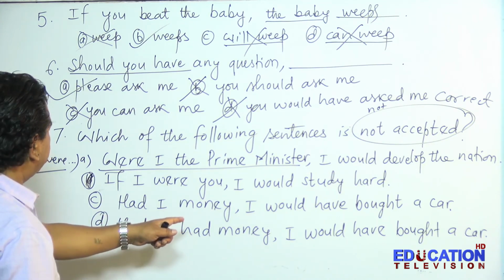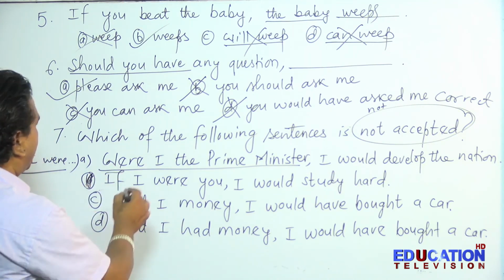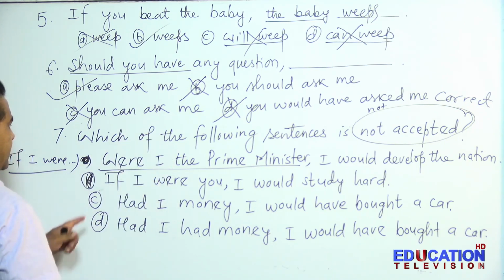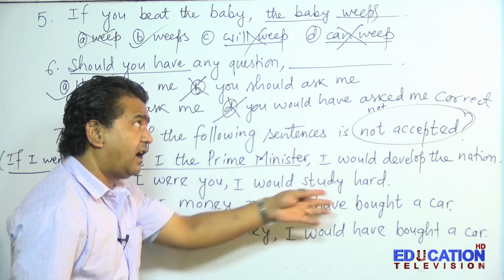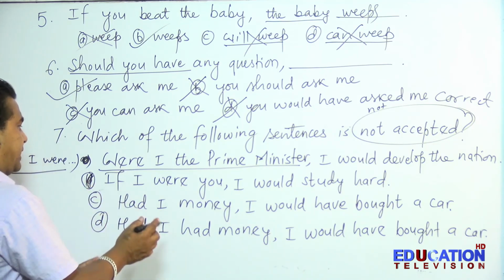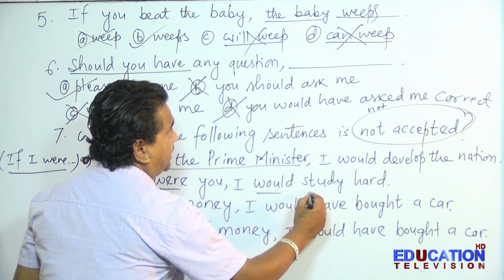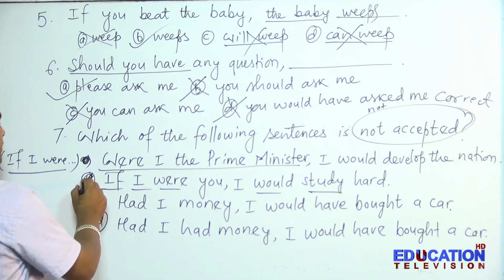Were I the Prime Minister, I would develop the nation. This sentence is correct. If I were you, I would study hard. Here it is also correct because if plus subject plus V2, next side would plus V1. This sentence is also correct.